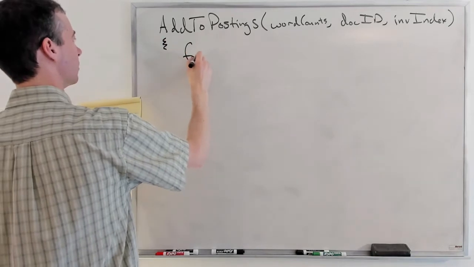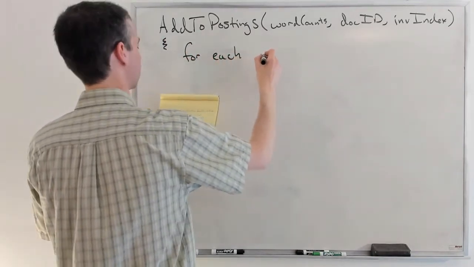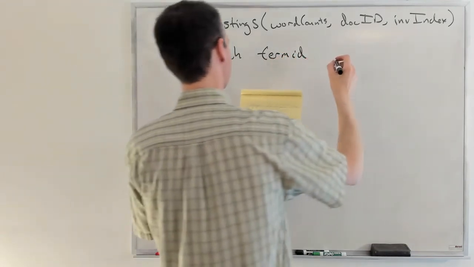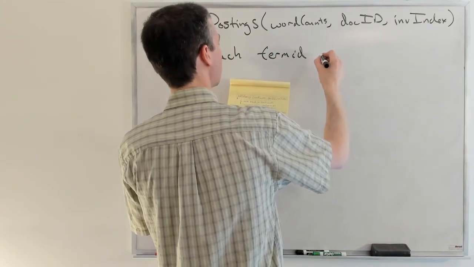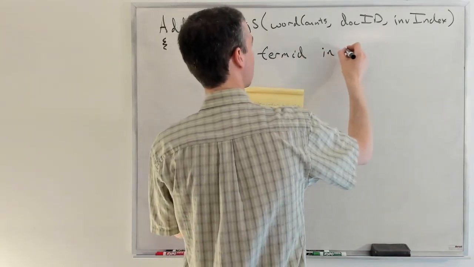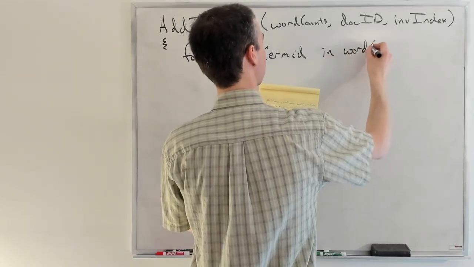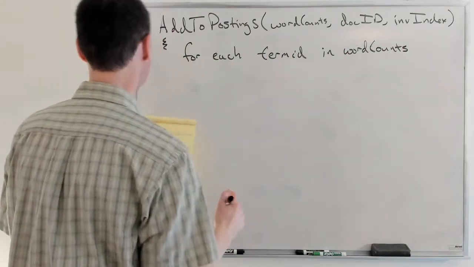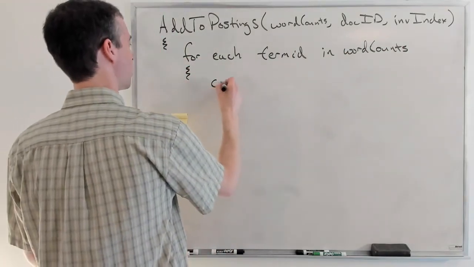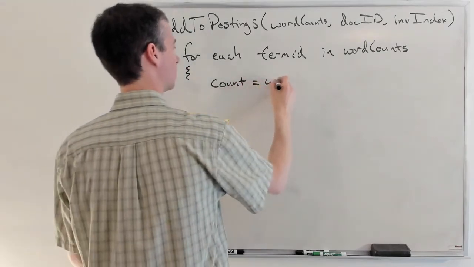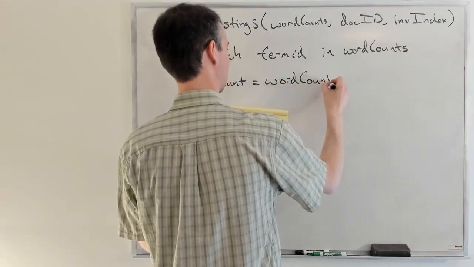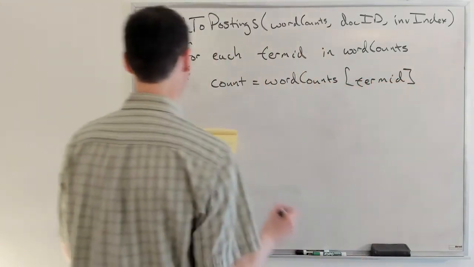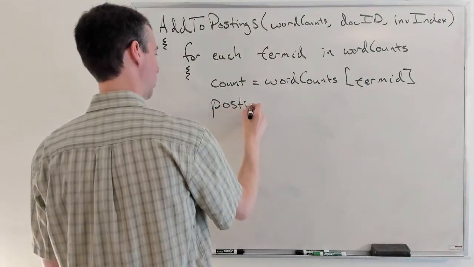And so I'm going to go through each of them. Here again, I'm mixing term and words and all sorts of things. They're all the same things. For each term ID in the word counts, so this is basically, we're going to go through our keys. So for each key in word counts, let's go fetch what that count was. Then let's go fetch the postings.